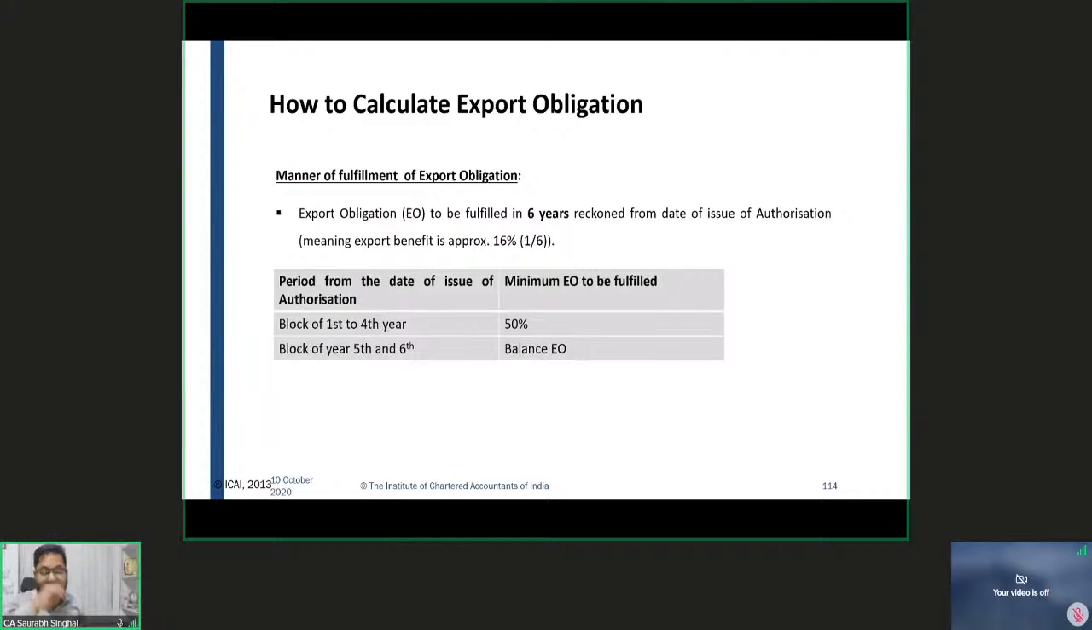In this limit of 6 years also, there is a limit that up till the 4th year, you should have achieved at least 50% of your specific EO. So it should not be that you achieve the complete specific EO in the last 6th year or 5th year. At least 50% should be achieved in the first 4 block of years.